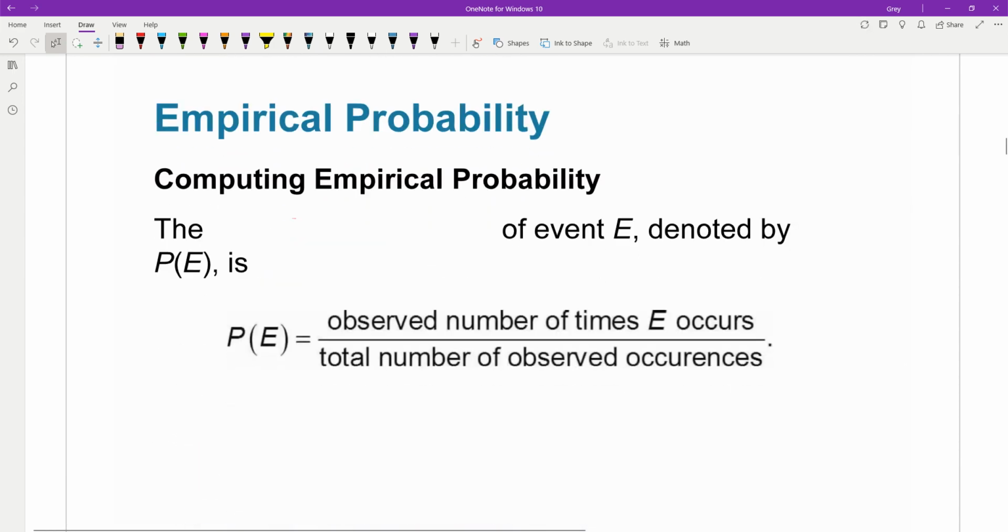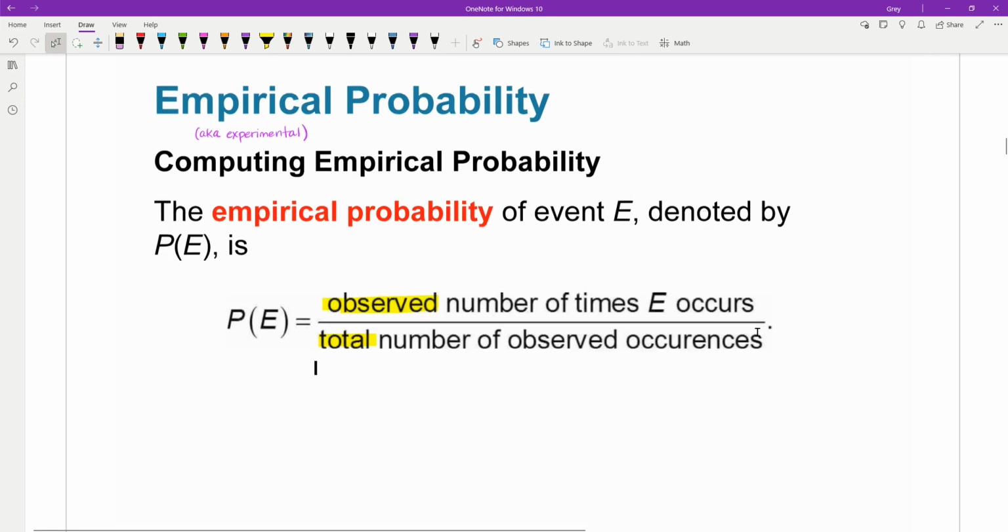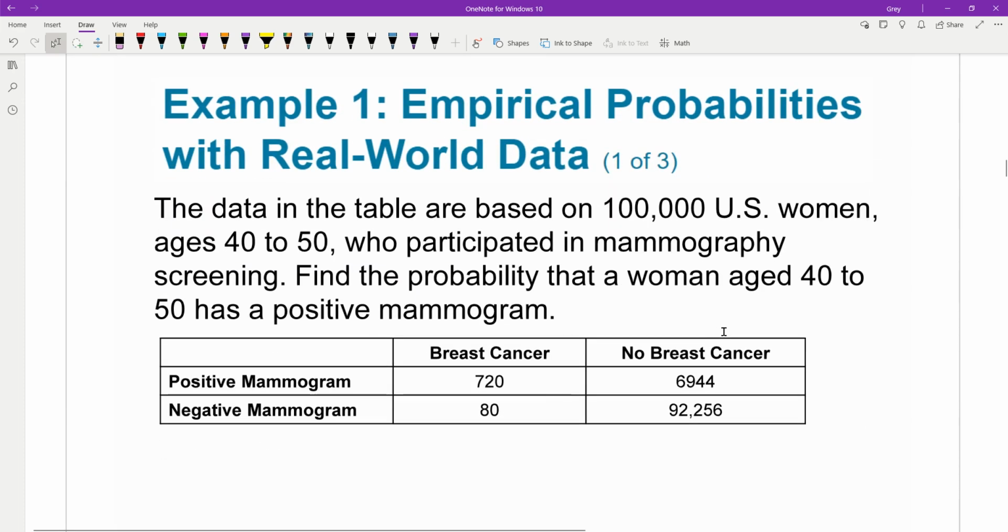All right, empirical probability, also known as experimental probability. It is basically the observed number of times something happens over the total possible observations that you have, occurrences. So look at this. It's observed over total in an experiment.